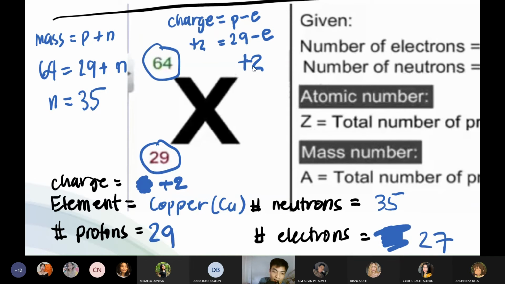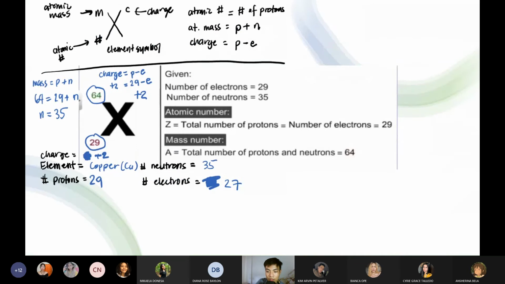However, if may nakalagay dyan, you have to solve for the value of the electron. So that's charge equals P proton minus E electron. So pag subtract mo lang yung dalawang number, kung ano yung difference nun, yun yung corresponding charge. Okay? So that's how we will know kung ilan yung proton, electrons, neutron, and yung charge ng isang element. Okay? So keep in mind lang yung equations na iyan. Okay? Magagamit natin yan sa future.